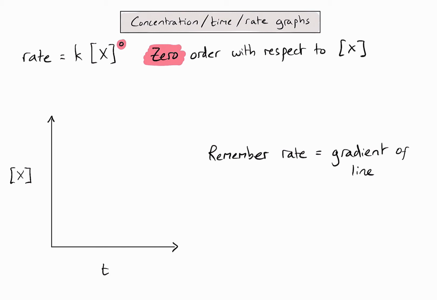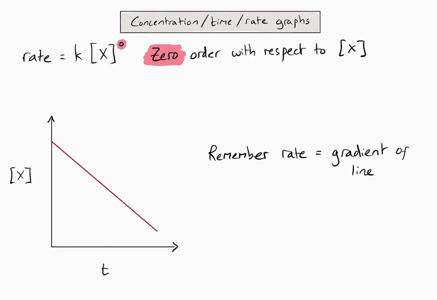We also know that because X is a reactant, its concentration is going to decrease throughout the reaction, so we would expect to see a straight line decreasing something like this. Here we can see clearly that the concentration is decreasing as reactant X is used up, and because it is 0 order, the gradient of the line must stay the same, which is why it is a straight line and not a curve.